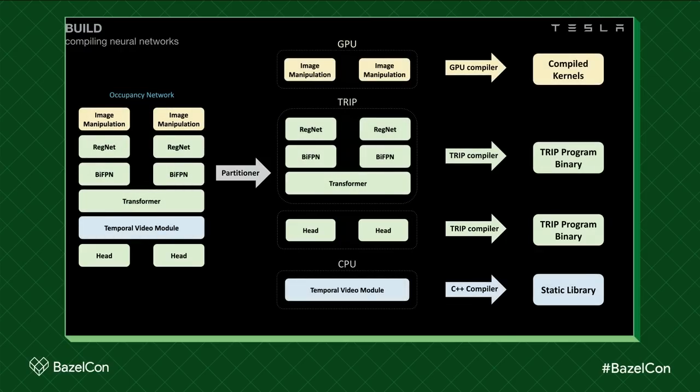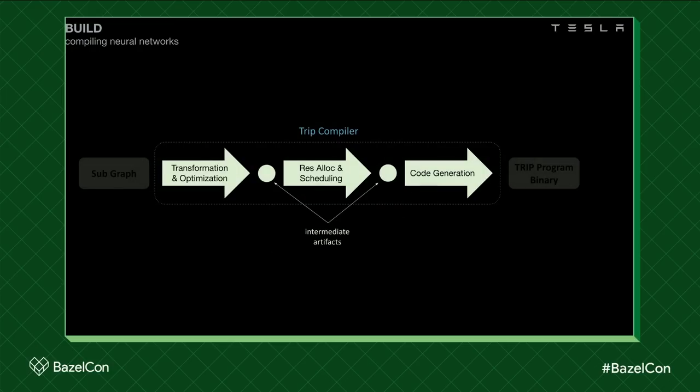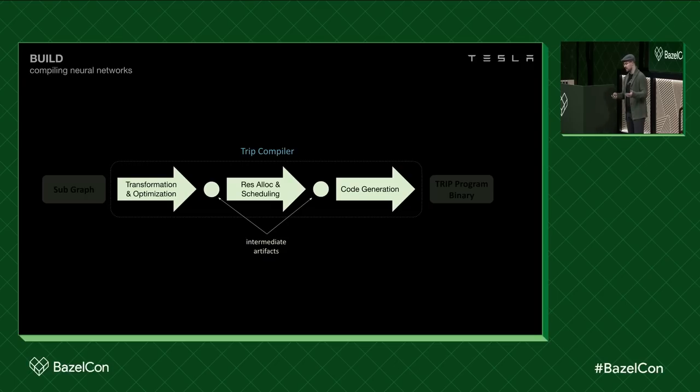We've broken up the occupancy network into subgraphs, which can be compiled in parallel, but we also need to look at the long pole. We need to make each subgraph compile quickly. Because we developed the compiler, we were able to split it into three steps. Each step is modeled in Bazel using custom rules, and the entire pipeline is implemented as a macro.